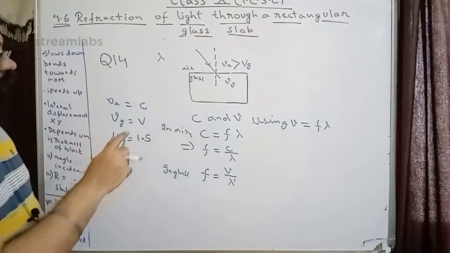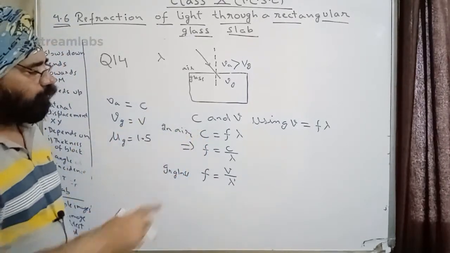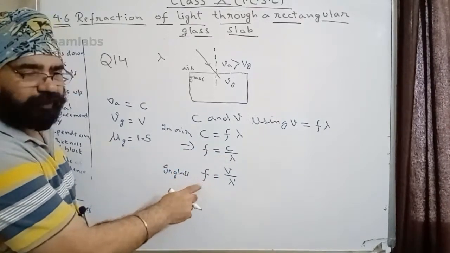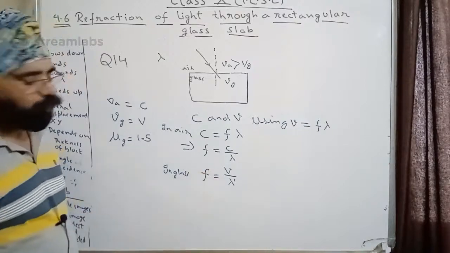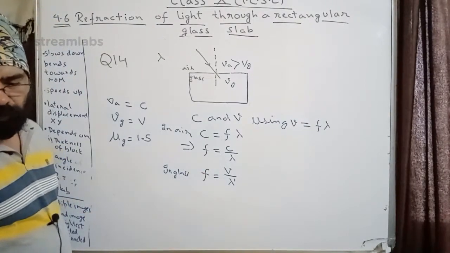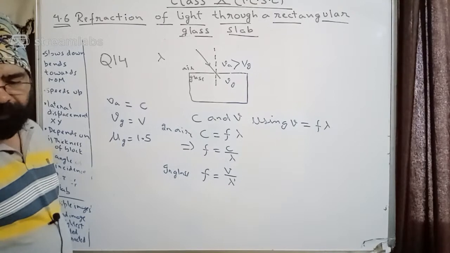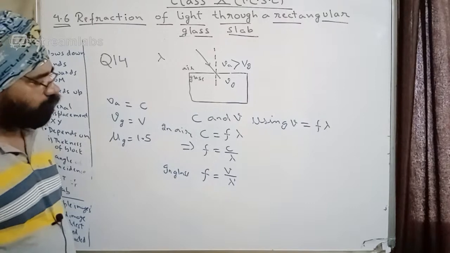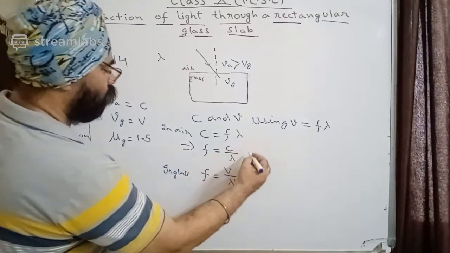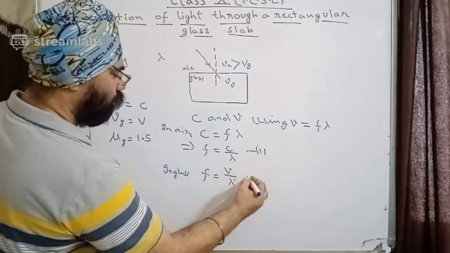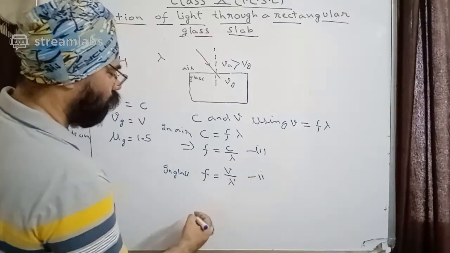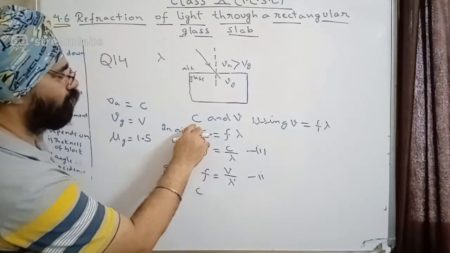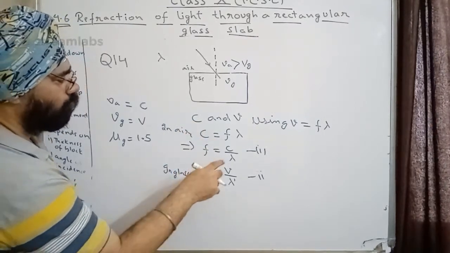ठीक है, एयर में C is equal to F lambda, which means F is equal to C by lambda, and in glass frequency नहीं बदलेगी, so F is equal to V by lambda dash. Okay, तो हम इन दोनों को अब इक्वेट कर देते हैं. And what do we get? We'll get the relationship. Okay, so from 1 and 2, this is 1 and this is 2. Okay, so from 1 and 2, हमें C और V निकालने को बोला था ना, C और V.